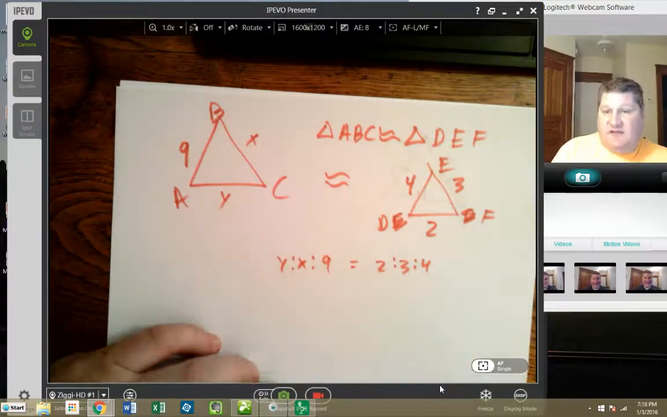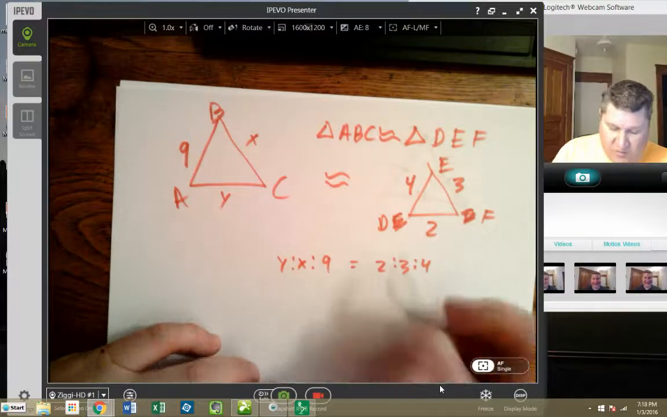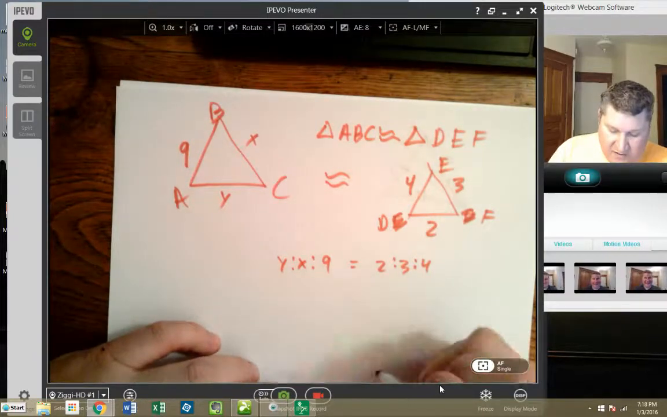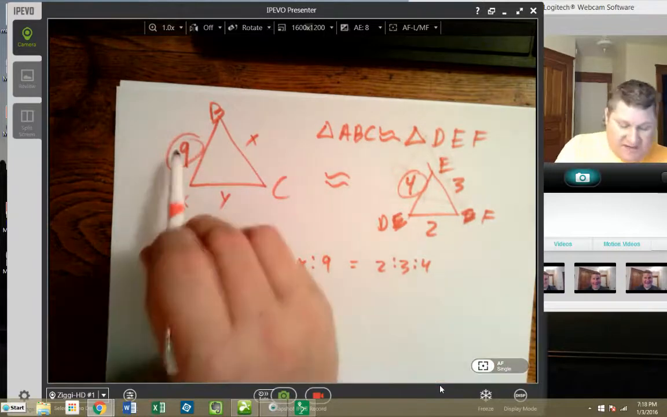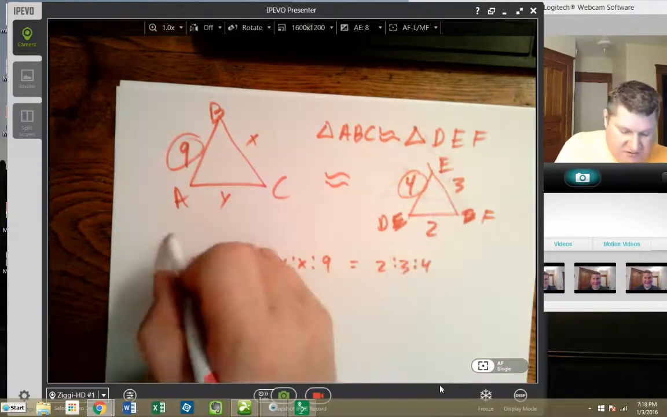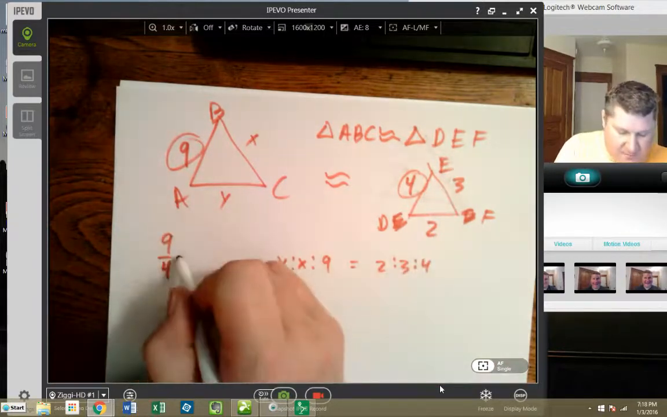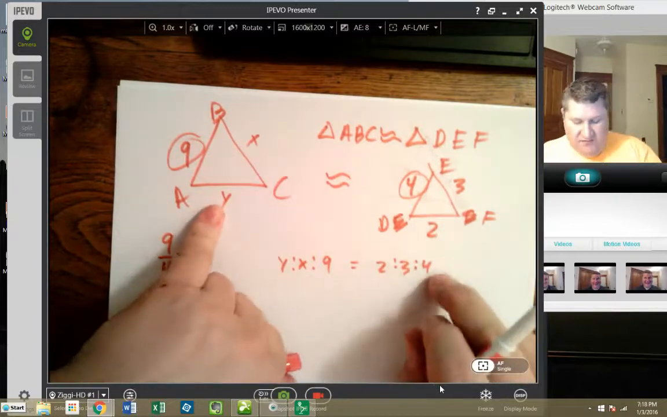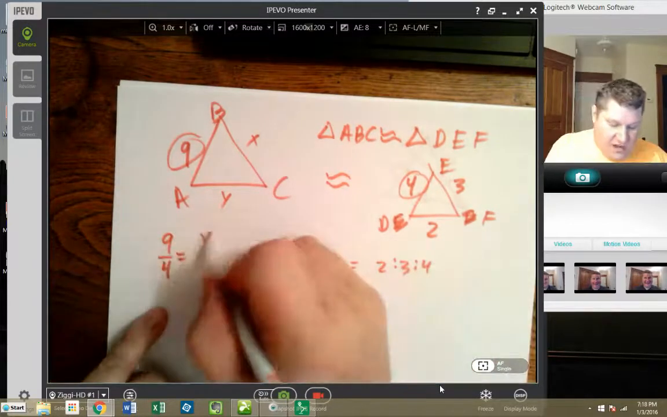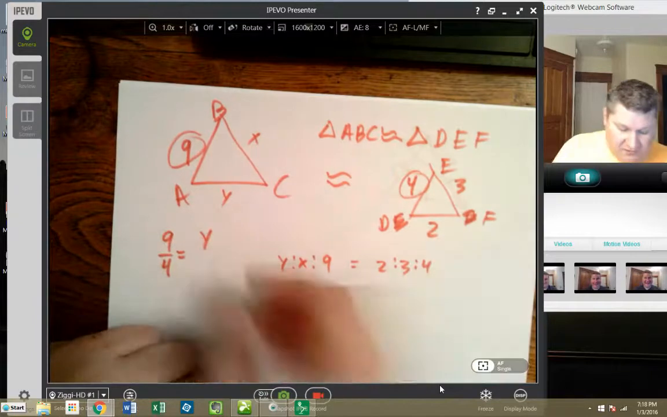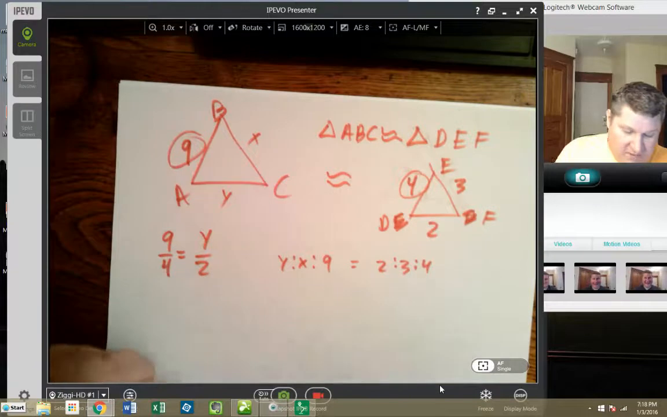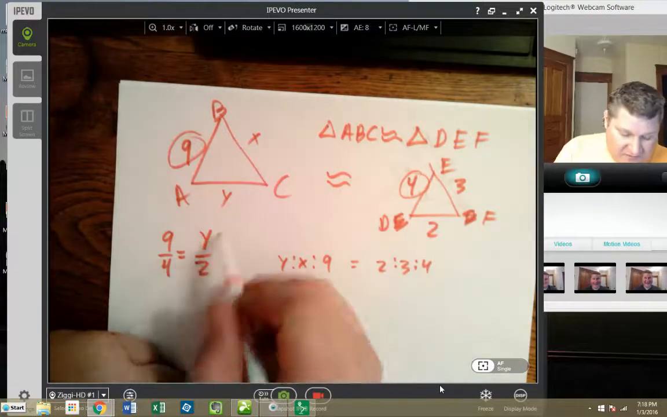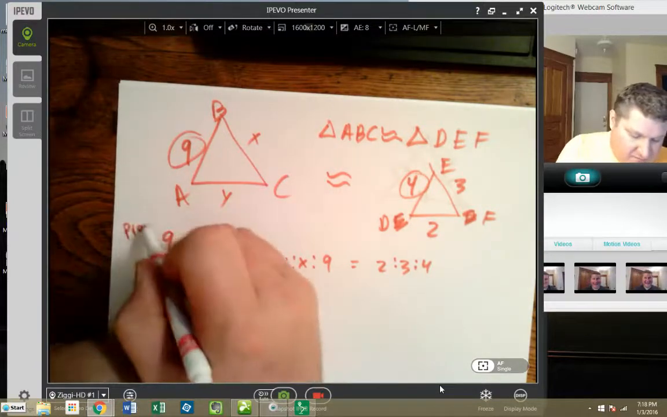Now, the nice thing is I can find the missing pieces by equating some things. I know that the 4 and the 9 go together. So I can say these triangles are in a ratio of 9 to 4. But that means if I try to find y, it has to go with 2. It's very basic proportions, just like you have done in junior high, in algebra 1, or in pre-algebra.